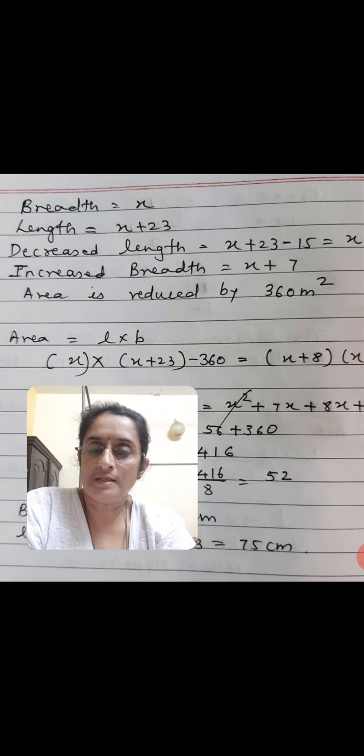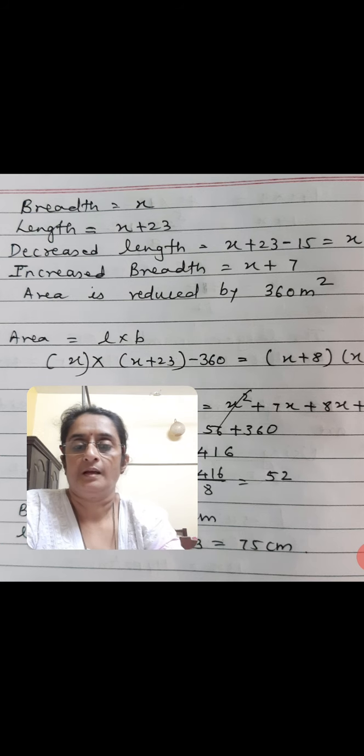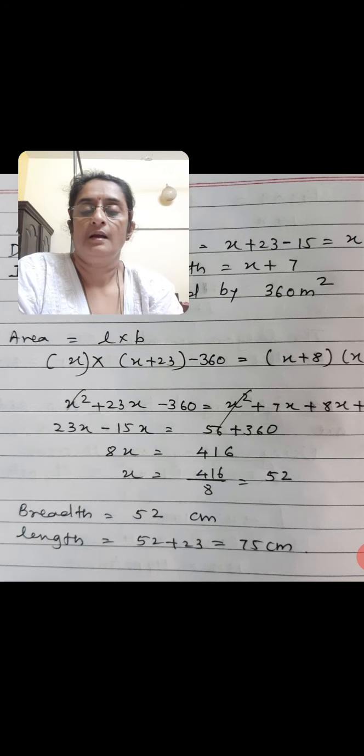Now we have the original rectangle with the dimensions x and x plus 23, and the new rectangle with the dimensions x plus 8 and x plus 7. Now the difference between these two areas is 360. So the original one is greater by 360. So to make these two areas equal, we will find out the areas of both. x into x plus 23 is the original, x plus 8 into x plus 7 is the new one. If you subtract 360 from the original, it will be equal.